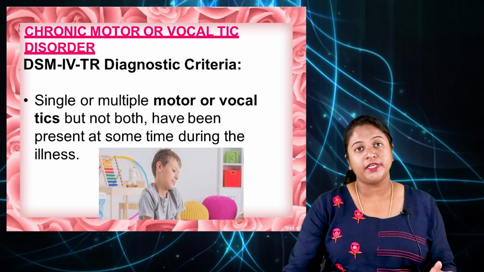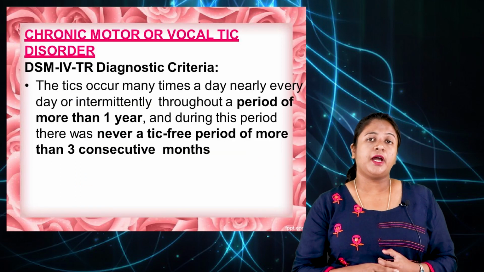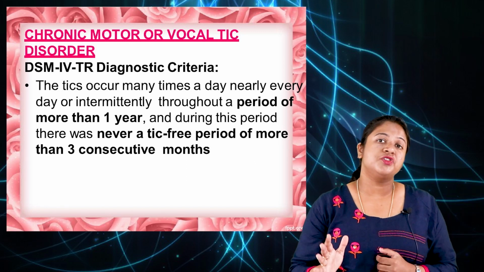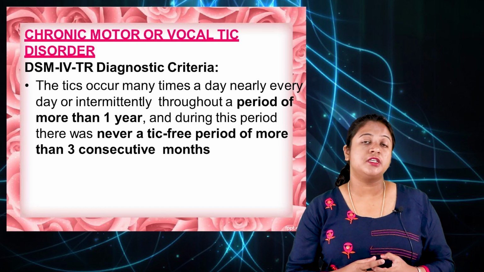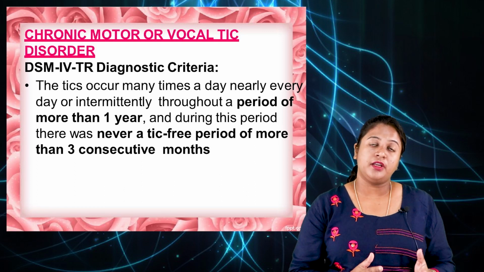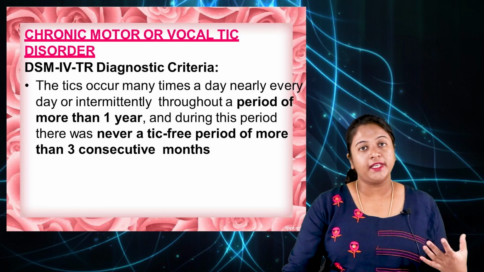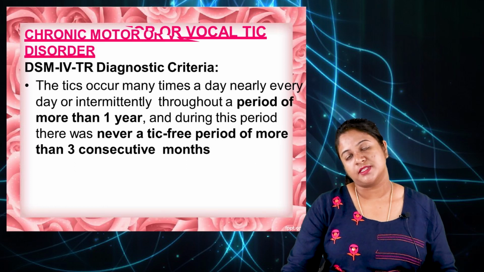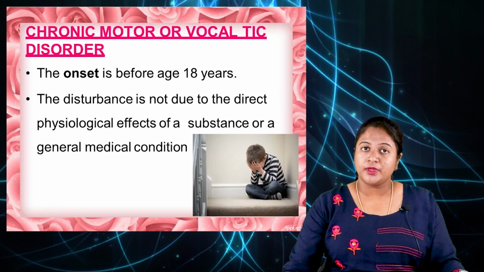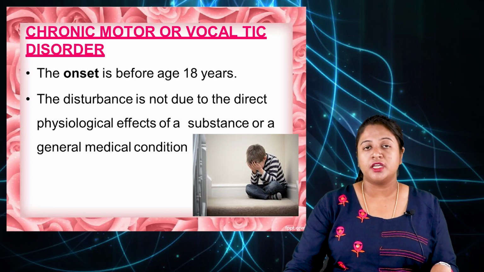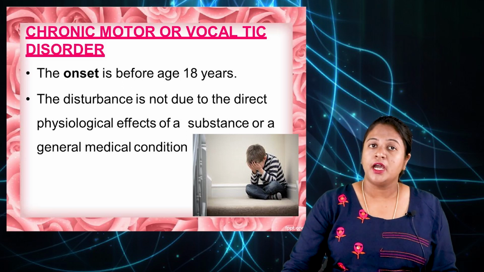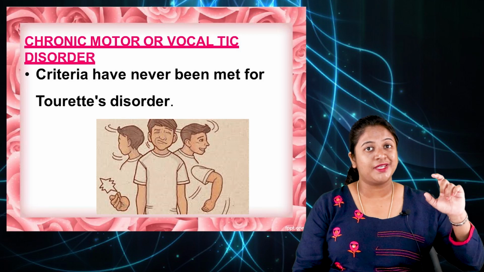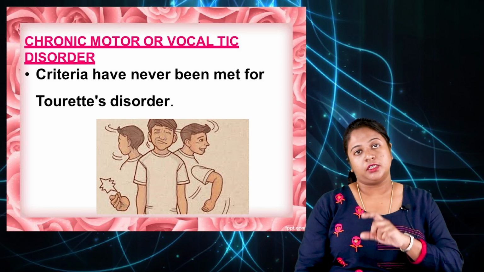Moving on to the chronic tic disorder. This is also similar to that of a Tourette's disorder, which is usually seen almost every day, or it can be seen in an intermittent period. But it should run for a consecutive period of more than a year, and no tic-free period should be there for more than 3 consecutive months. And also it should not be because of the use of any other medications or substance abuse or any other medical conditions. And also see to it, the criteria of Tourette's disorder is not met to be diagnosed as a chronic motor or vocal disorder.